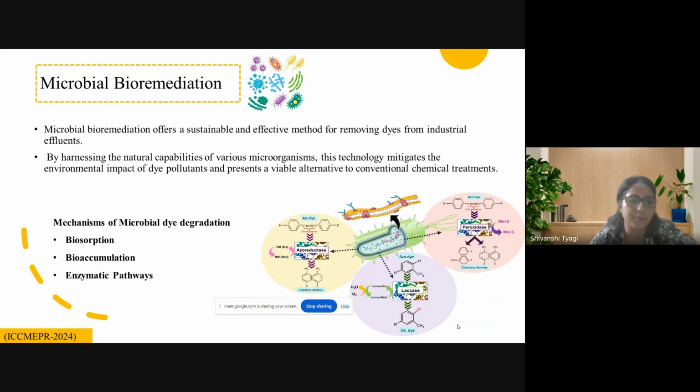Third and the most important is enzymatic pathways. Enzymes such as laccase, peroxidase, or azoreductase catalyze the breakdown of dye molecules, facilitating their removal. Laccase, for example, oxidizes the dye molecule, while peroxidase and azoreductases specifically target and reduce the azo bonds in the azo dyes, effectively breaking down the complex structures of these pollutants.